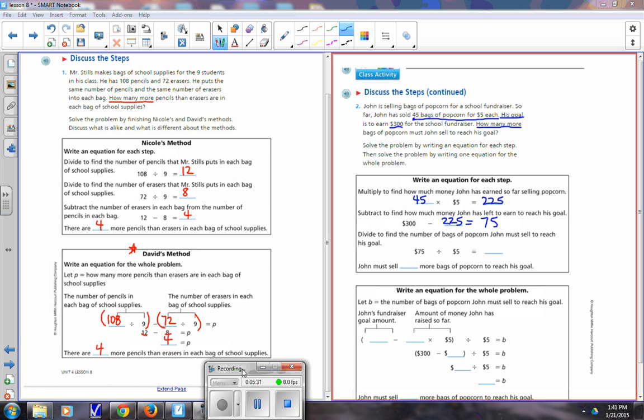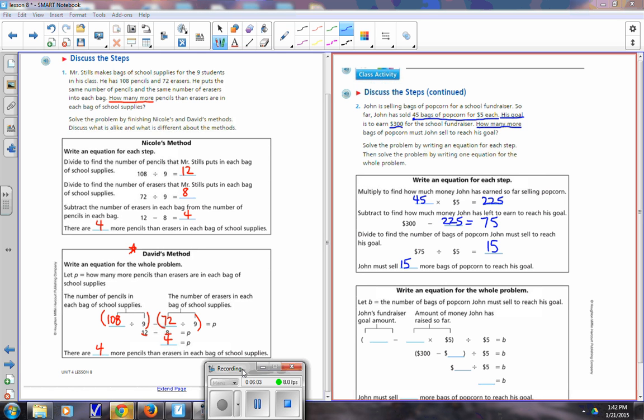$75. Now, how do I know how many bags of popcorn I need to sell? Well, I know that each bag is $5. So I'm going to divide that $75 left by my 5, and I'll find out how many bags of popcorn I need to sell. So that should be 15. So John must sell 15 more bags of popcorn to reach his goal.